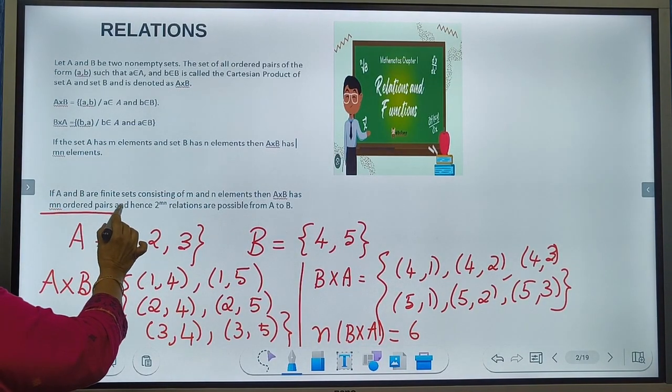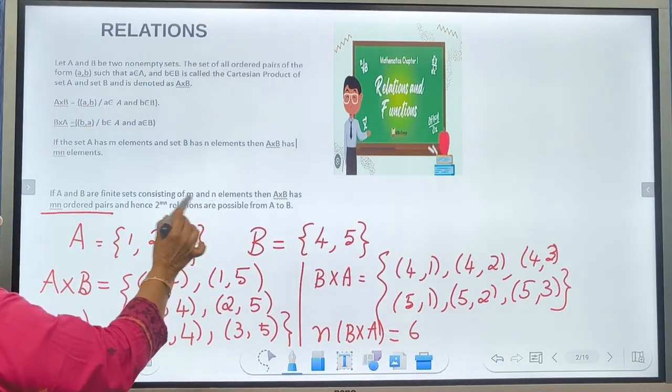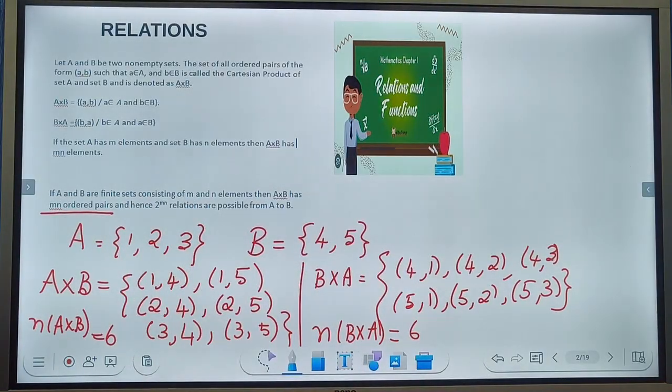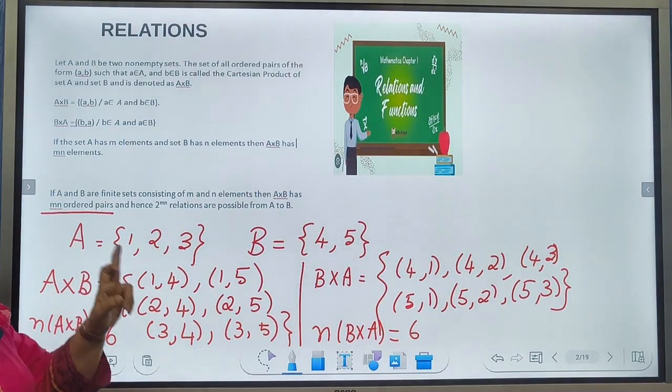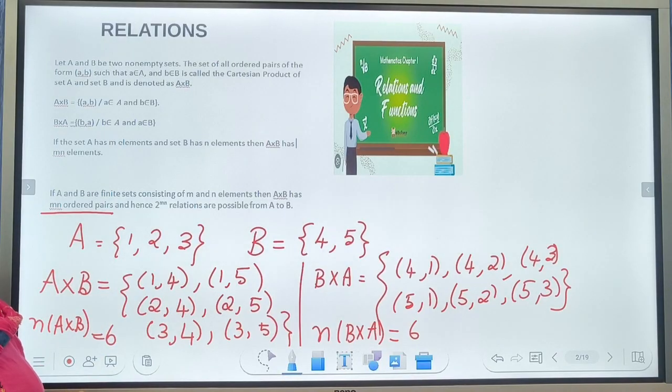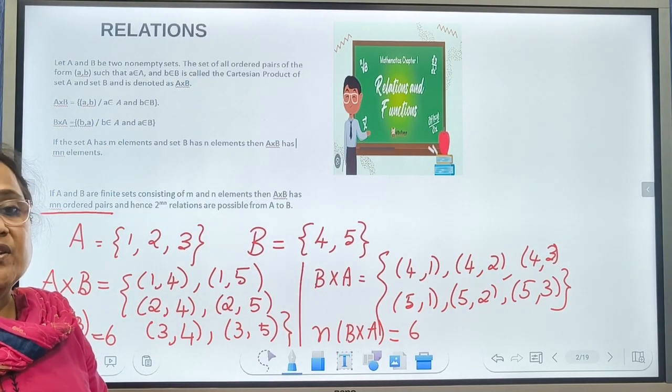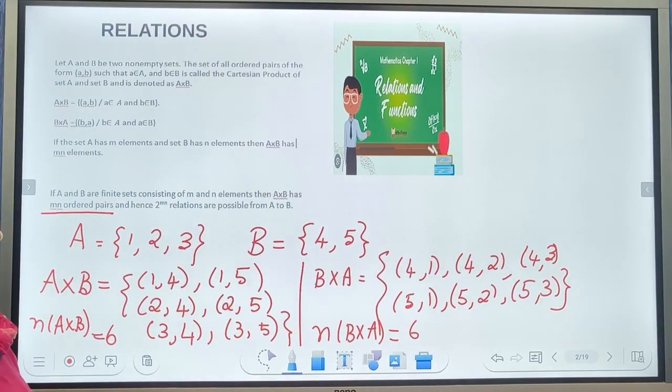If A and B are finite sets having m and n elements respectively, then how many relations are possible? mn is the number of elements of the Cartesian product. Therefore, the total number of subsets, or the number of relations that are possible, is given by 2 power mn.